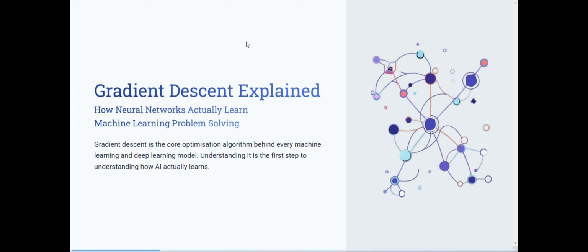And for the first problem, we are starting with one of the most important concepts in all of AI, which is gradient descent. Every ML and deep learning model, from linear regression to advanced systems like GPT, learns using this optimization algorithm. So, understanding gradient descent is the first step toward understanding how artificial intelligence actually learns from data. So, let's start.